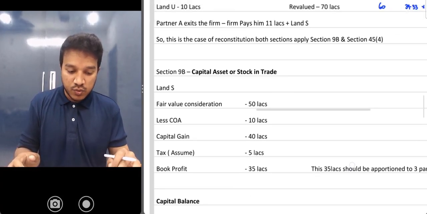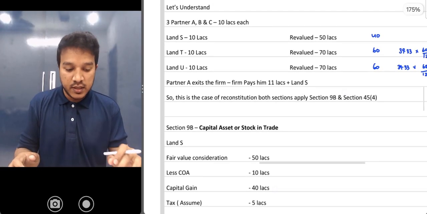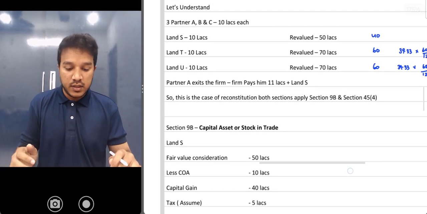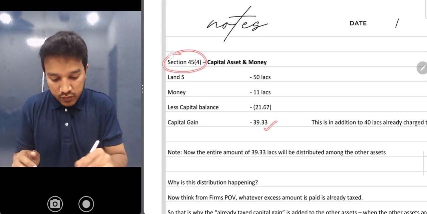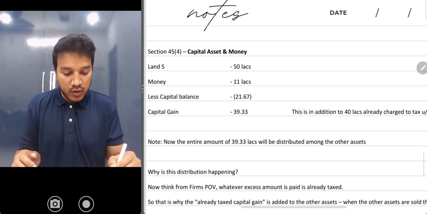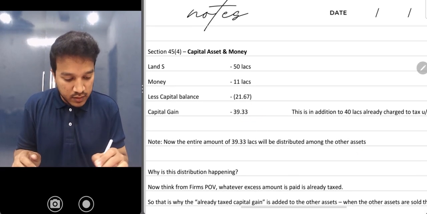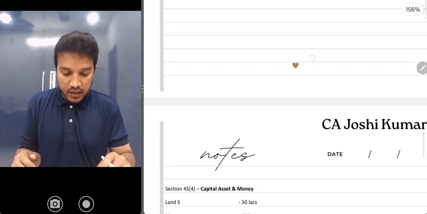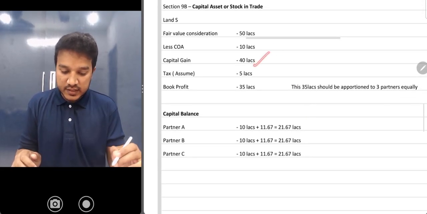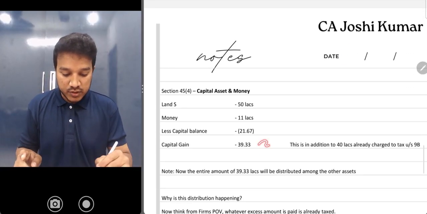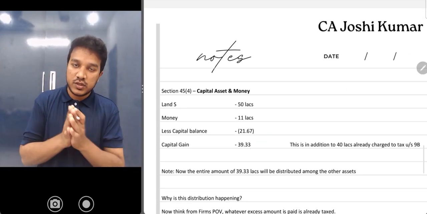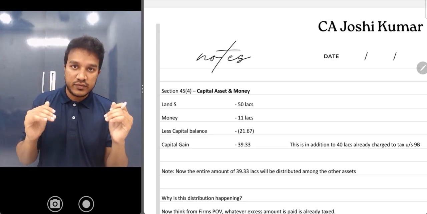Okay, here it appreciated, and tax is being levied on it. Now the next part is, here you have paid tax under section 45(4). The law says that this 40 lakhs is in addition to what is taxed already. The tax on the 40 lakhs here is different, and the 39.33 tax being computed here is different. These are two different things, two taxes you have to calculate.